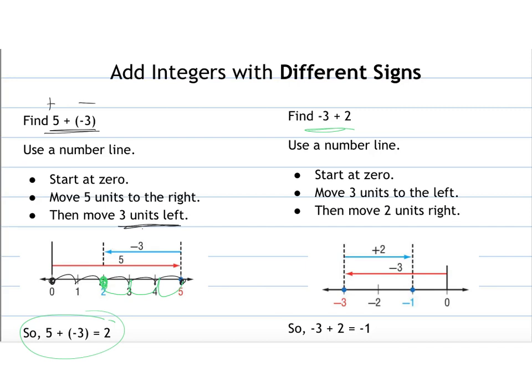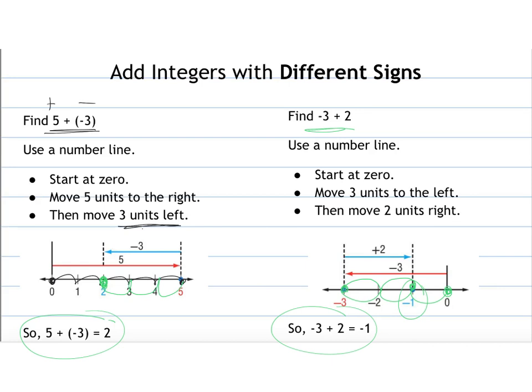-3 plus 2, again, start at 0. This time we want to get to -3, so we go 3 to the left because it's negative, and then add 2, so go in the opposite direction. We end up at -1.